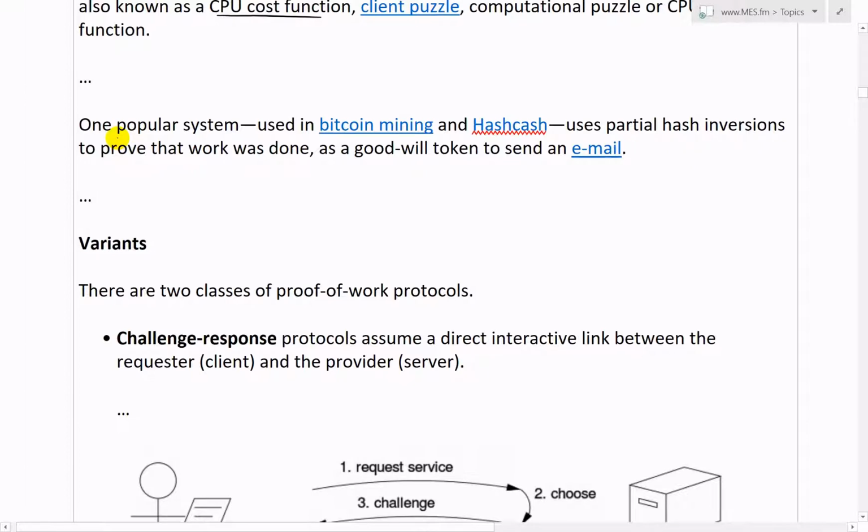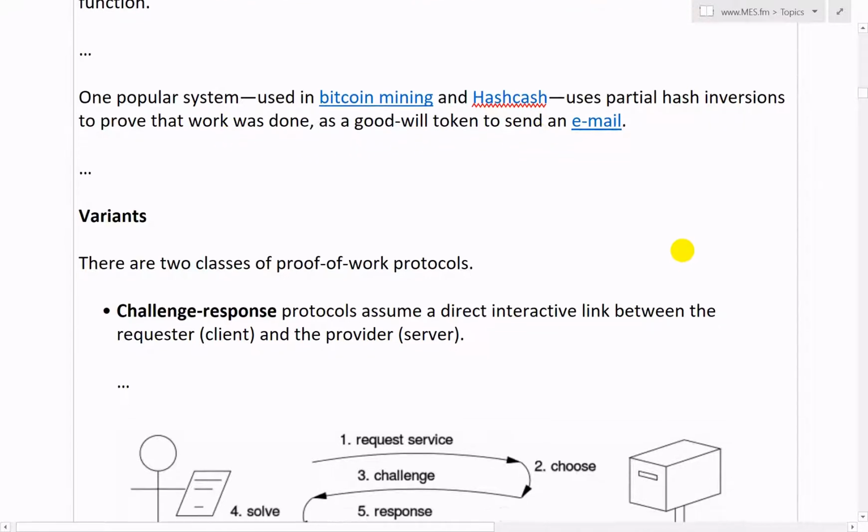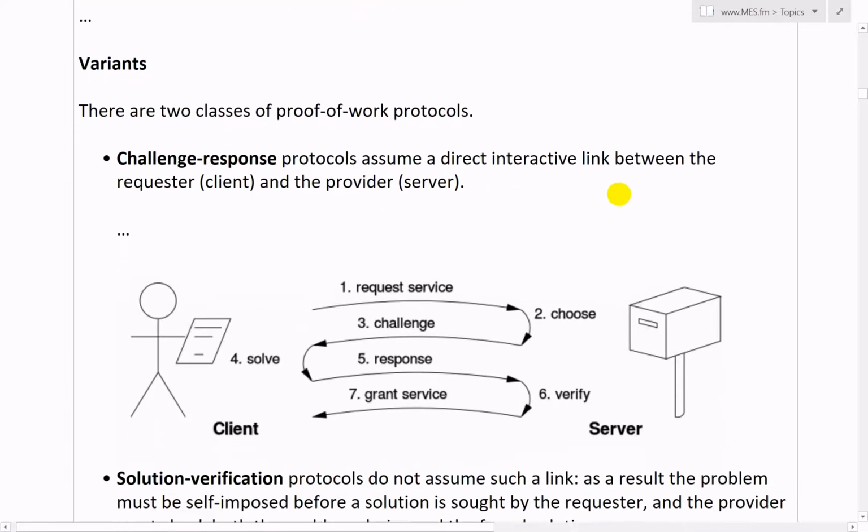And then one popular system used in Bitcoin mining and Hashcash uses partial hash inversions to prove that work was done as a goodwill token to send an email. And then look at some variants of them.